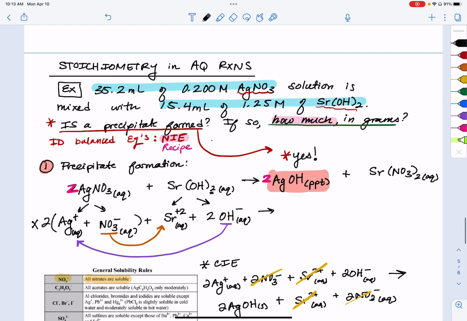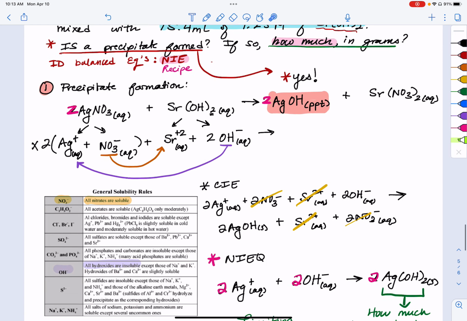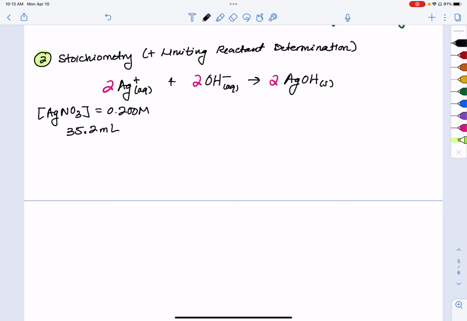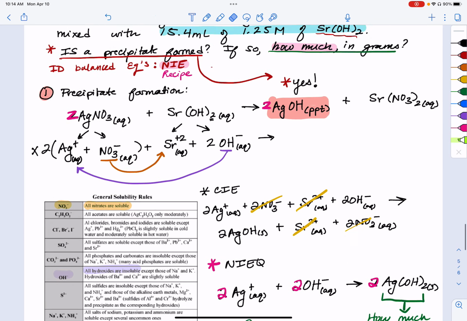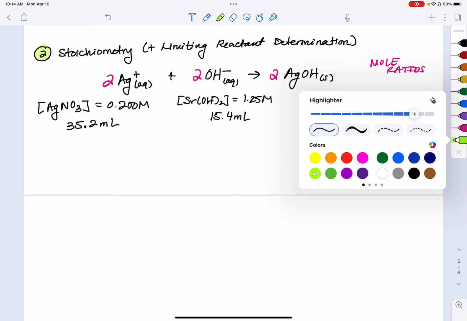And then for our hydroxide, that all came from our strontium hydroxide. So this was 15.4 mL of a 1.25 molar solution of strontium hydroxide. So the concentration of Sr(OH)2 is 1.25 molar, and we added 15.4, yes, 15.4 milliliters. Now, before we can go on and try to get moles, because that's what we need, these are mole ratios. So in pink, we are given from our recipe the mole ratios. And from this information, I need to get my mole quantities.